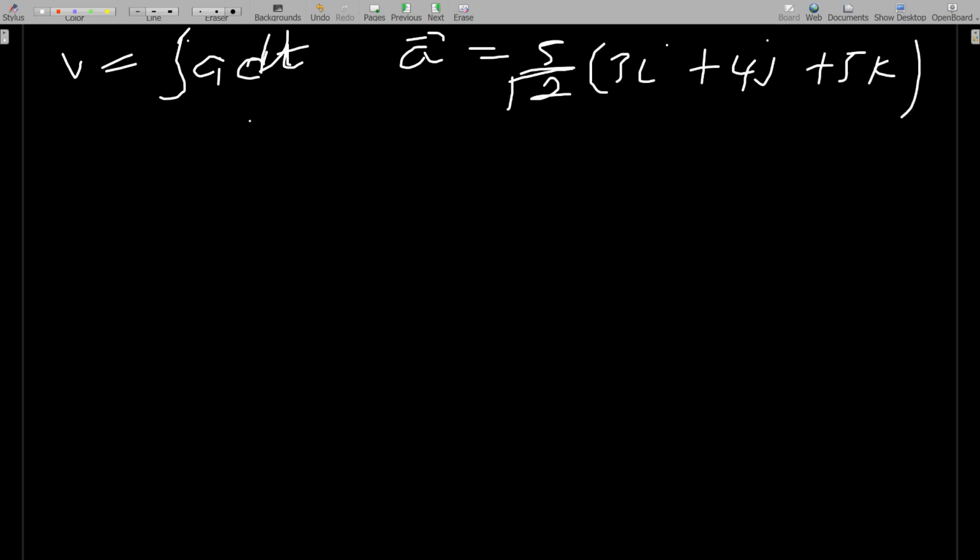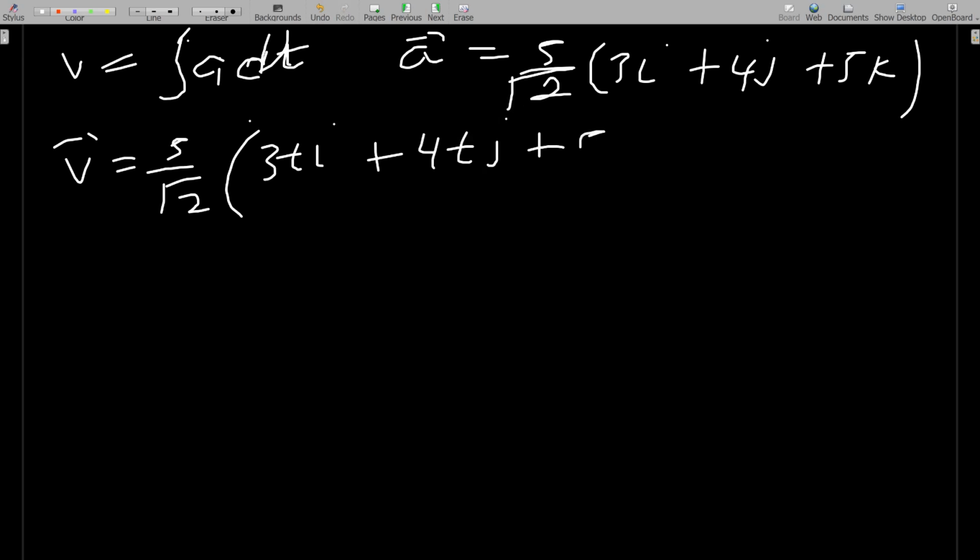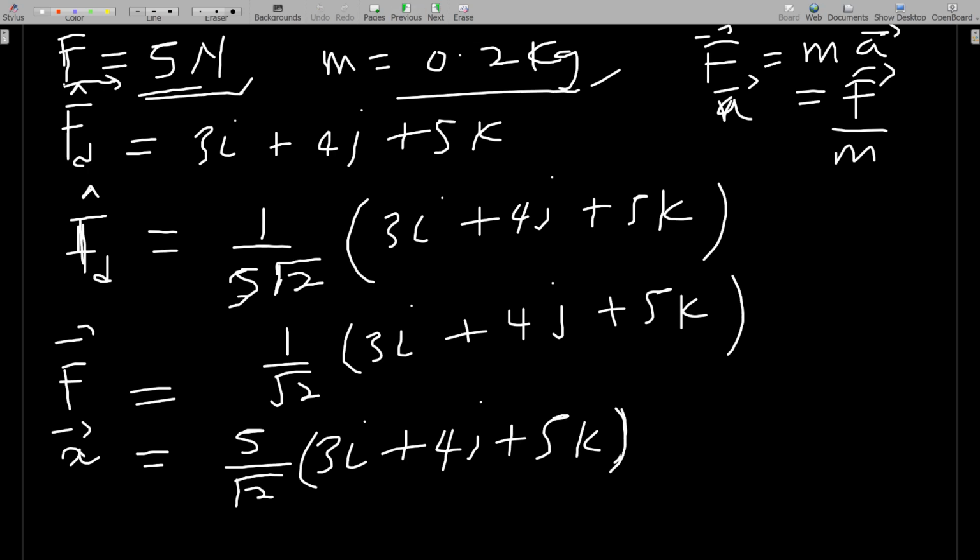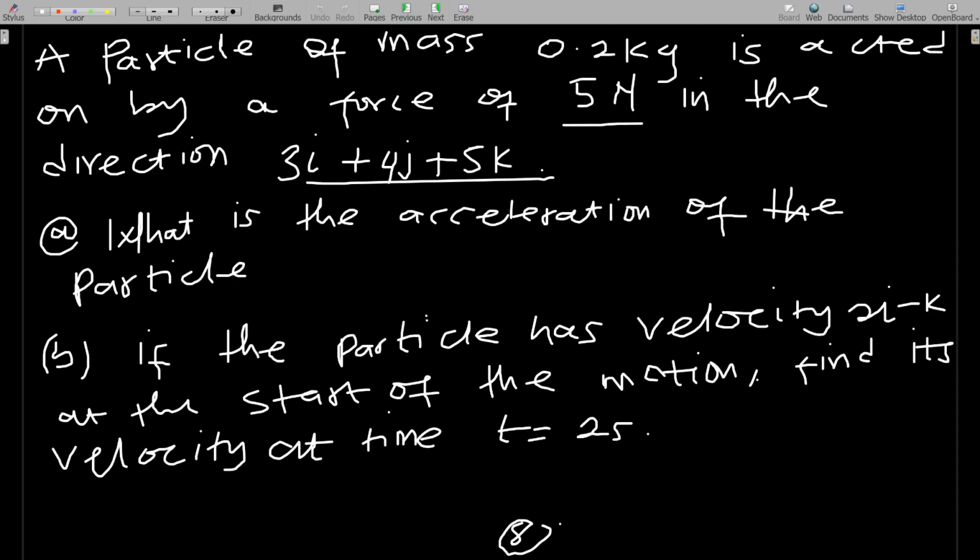So 5 over root 2 is actually a constant, so I just come in, put it out there, then v will be equal to 5 over root 2, then 3ti plus 4tj plus 5tk plus a certain constant, let's say a. But the question says that if the particle has velocity 2i minus k at the start of the motion, find its velocity at time t equals 2 seconds.